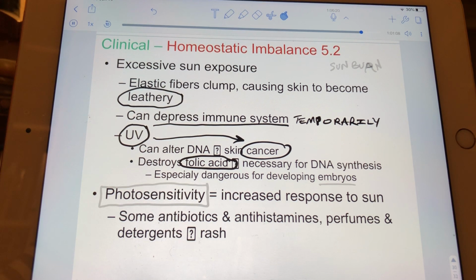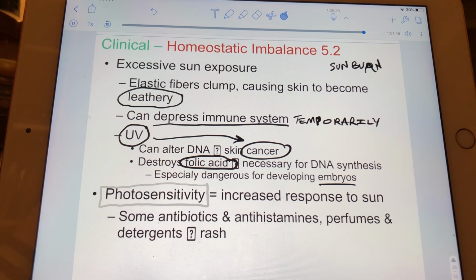Another issue with excessive sun exposure is that it will denature folic acid. And folic acid is necessary for DNA synthesis, which is especially important in people that are growing very rapidly, like embryos. Therefore, it's especially important that a gestating woman not expose herself to excessive sun. One thing that's not on the slide, but it's pretty obvious, sunburn can be quite serious. It's not strictly a first-degree burn. That's another obvious hazard of excessive sun exposure.